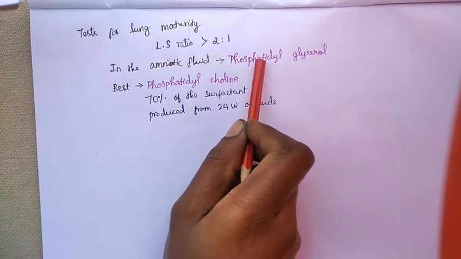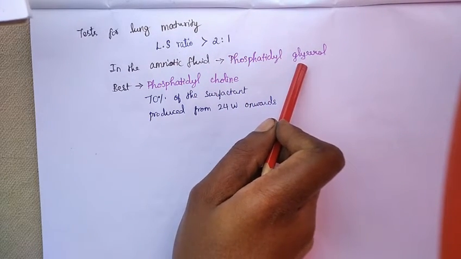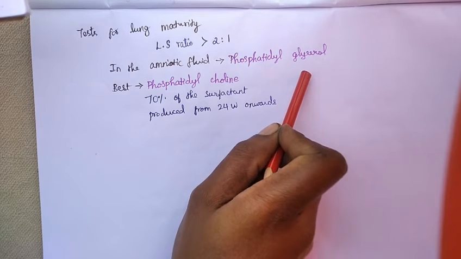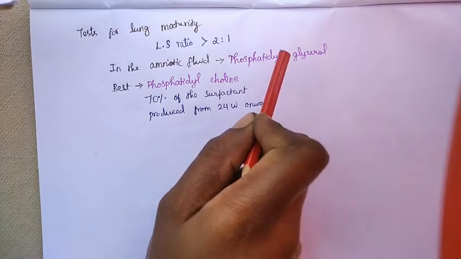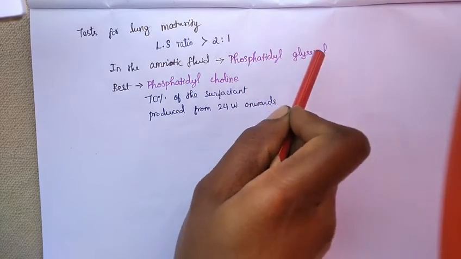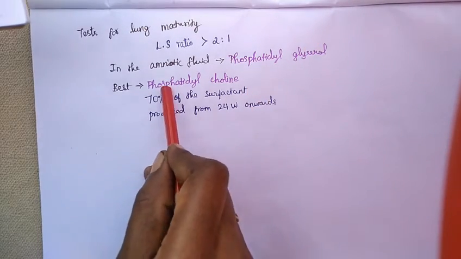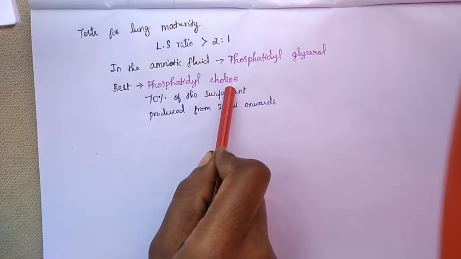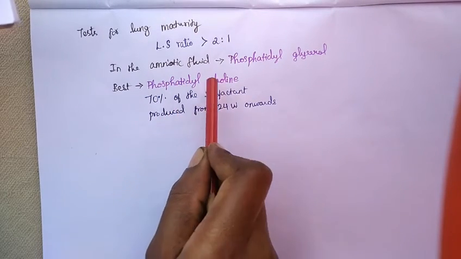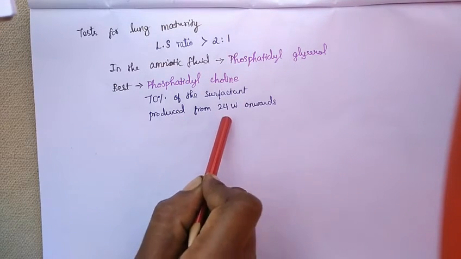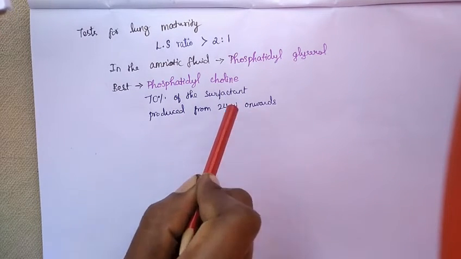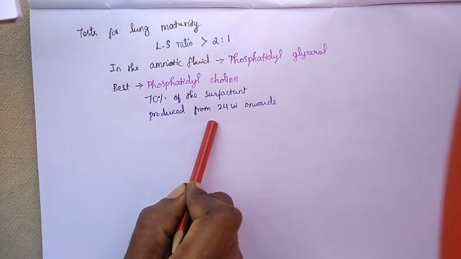if you see phosphatidylglycerol, which is a component of the surfactant, you can say the lung is matured. And best would be phosphatidylcholine. It is also a part of the surfactant. It is 70% of the surfactant, produced from 24 weeks onwards by the type 2 alveolar pneumocytes.